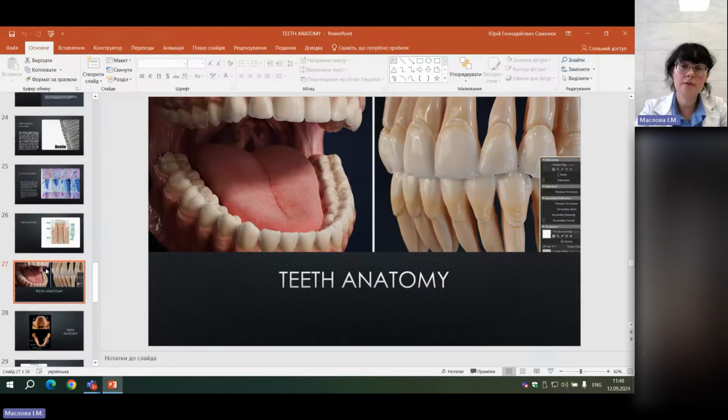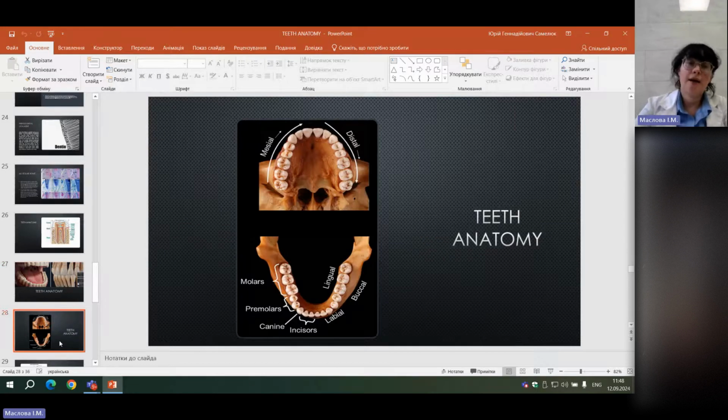And what about this anatomy? The number, the quantity of teeth, the groups of teeth. First of all, you have to know their direction, the anatomical direction of each structure. In the oral cavity and the teeth, it's no exception.